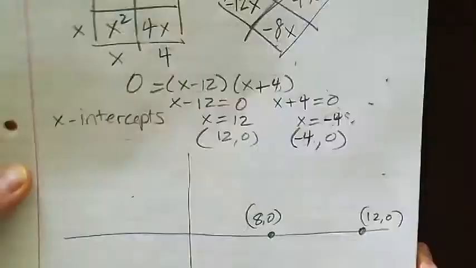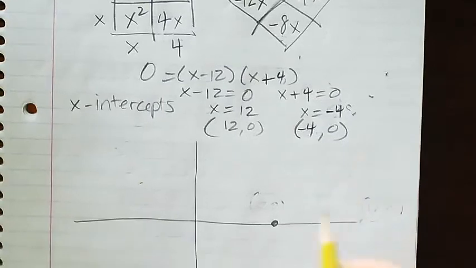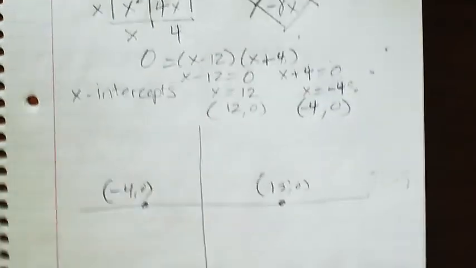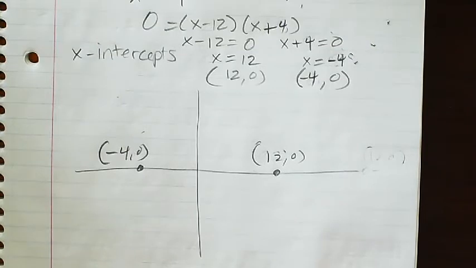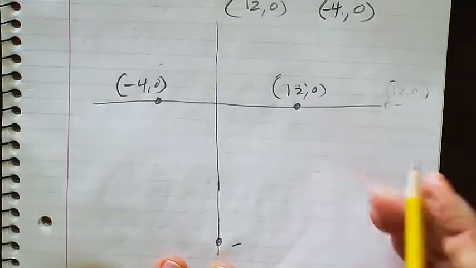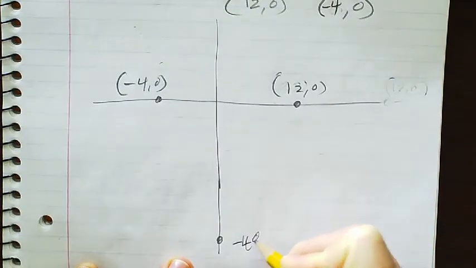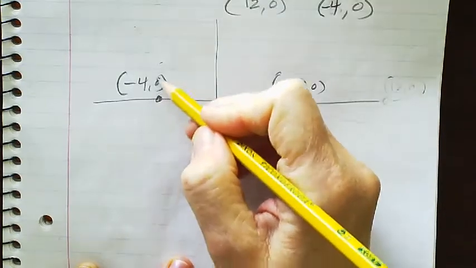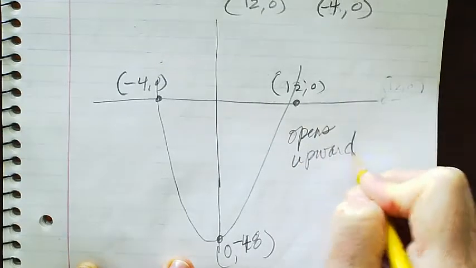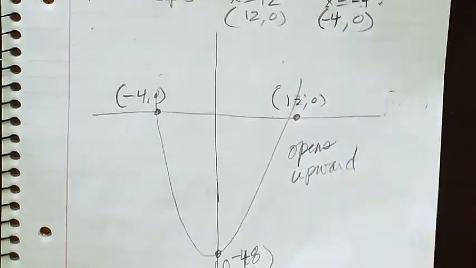So my x-intercepts are, let's just move everything over, positive 12 and negative 4. And my y-intercept is negative 48. Way down here, (0, -48). That's not the vertex, it's just the y-intercept. Vertex is going to be over here somewhere. So then you could say that you know the graph opens upward. That would be one thing you could determine from looking at your x-intercepts and your y-intercept.